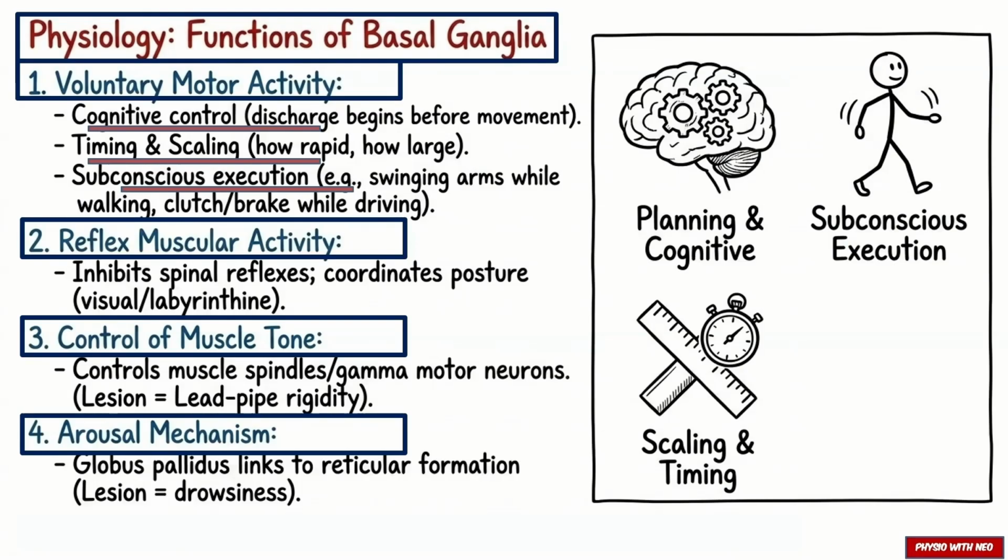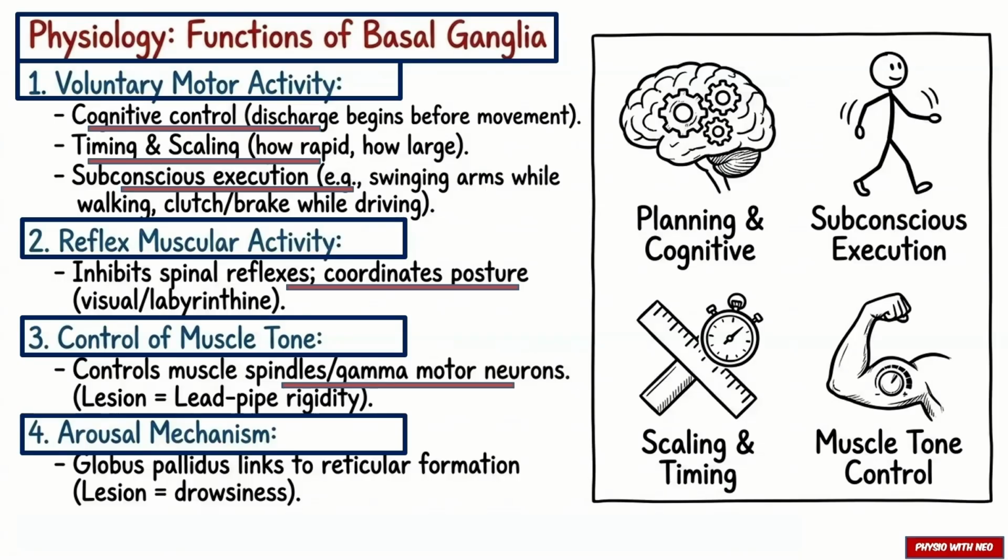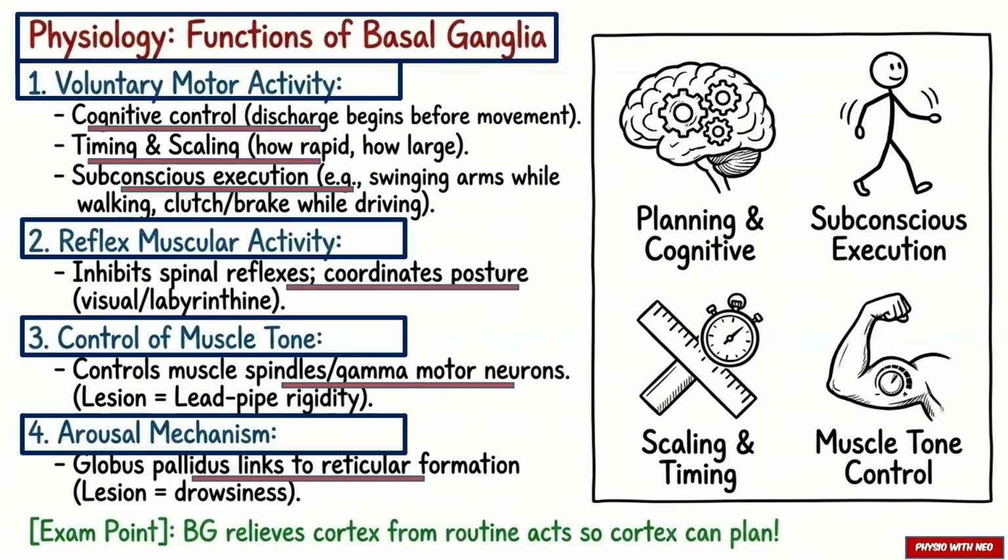Next is the reflex muscular activity. Basal ganglia inhibits spinal reflexes, so it coordinates mainly the posture. The next is control of muscle tone. In control of muscle tone, it controls the muscle spindles, mainly the gamma motor neurons. And in arousal mechanism, globus pallidus links to the reticular formation. The lesion of this mainly produces drowsiness. So basically, basal ganglia release cortex from routine acts so that the cortex can plan some important movements.